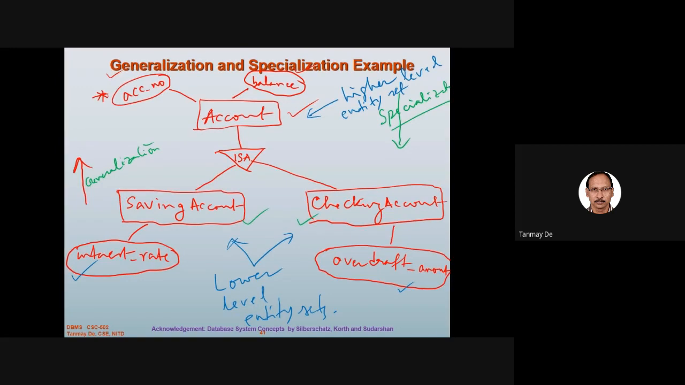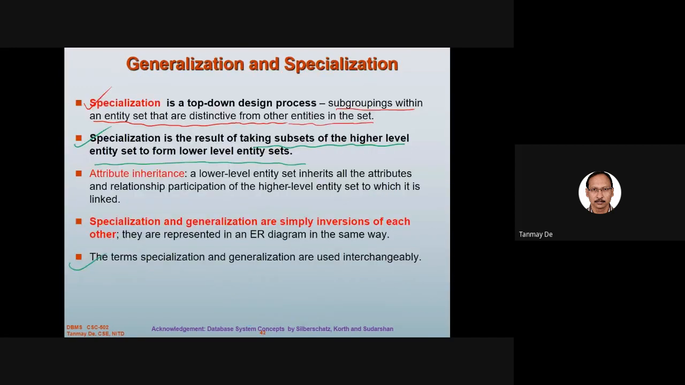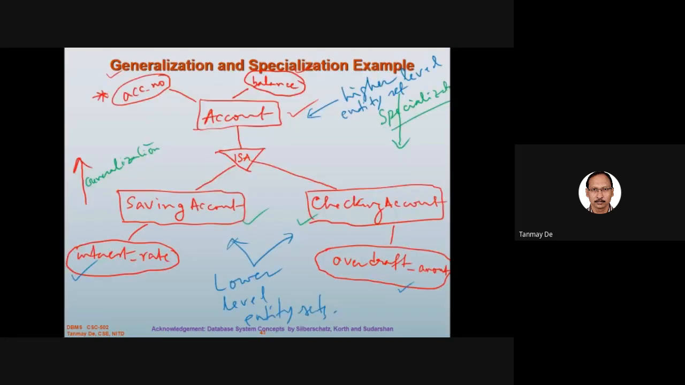Whatever I told you, specialization and generalization are simply inversions of each other. One is the top-down and the other is the bottom-up approach, and they can be represented in the ER diagram by this triangular shape.